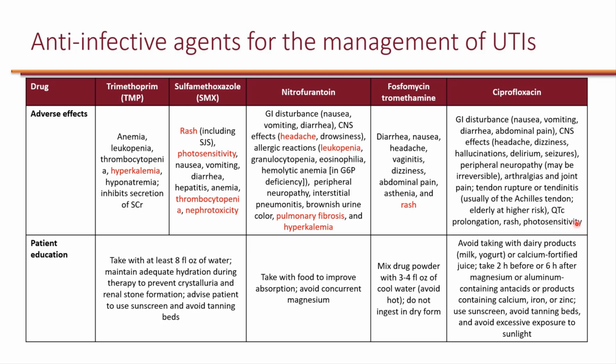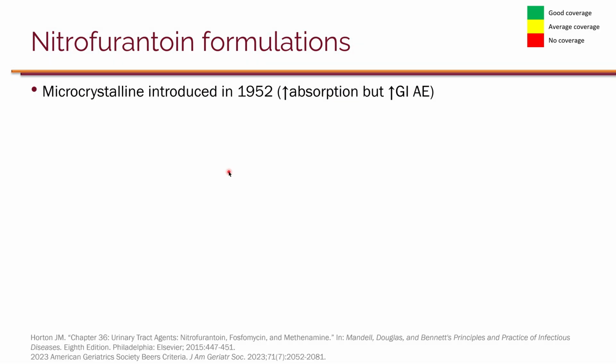It is recommended that patients avoid taking any dairy products, so anything that includes a cation such as calcium should be avoided, or they should be separated by at least 2 hours. And just as with any product that causes photosensitivity, patients should use sunscreen, avoid tanning beds, and avoid excessive exposure to sunlight. Let's take a look at different formulations of nitrofurantoin.